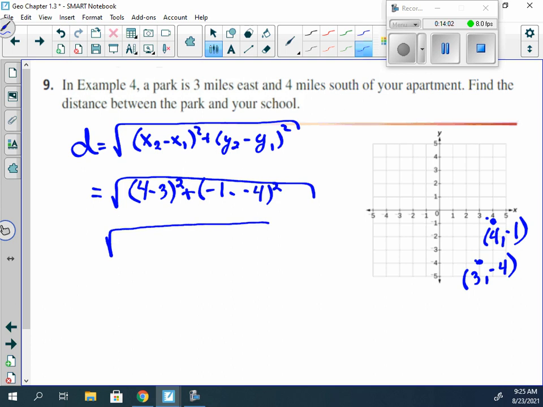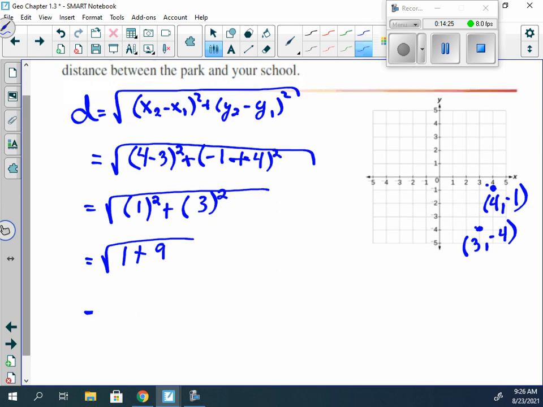Well, as we already said, 4 minus 3 is 1. Well, here a negative and negative make a positive. -1 plus 4 is 3. Now, we already said that 1 squared is going to be 1. What is 3 squared? 9. And 1 plus 9 is the square root of 10.